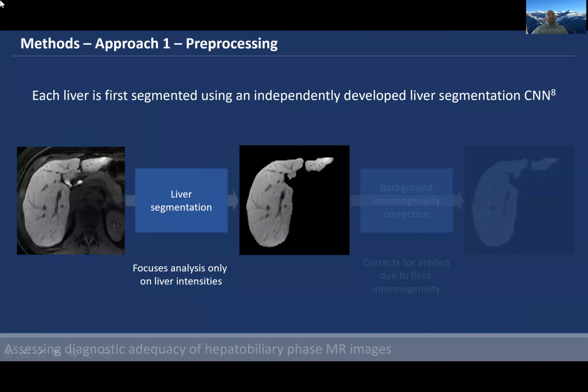So each liver is just initially segmented using an independently developed 2D liver segmentation CNN. This was developed independently, but in-house at UCSD by a colleague of mine, Kang Wang. And the reason why we segment the liver first is we want to focus all subsequent algorithms just on the intensities within the liver, right? We only want the liver to define what is an adequate image.